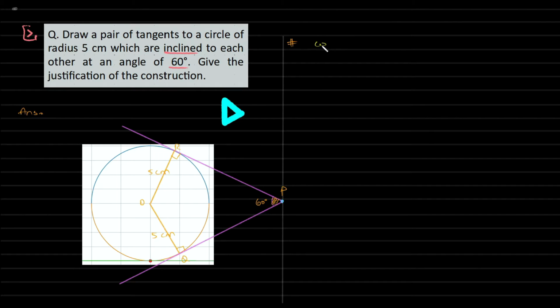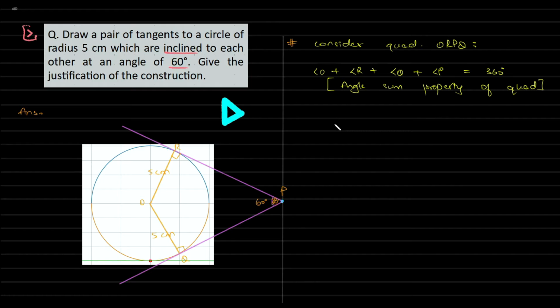Let's start by considering quadrilateral O, R, P, Q. Angle O plus angle R plus angle Q plus angle P, all of them put together will be equal to 360 degrees. Why is that? Angle sum property of a quadrilateral.